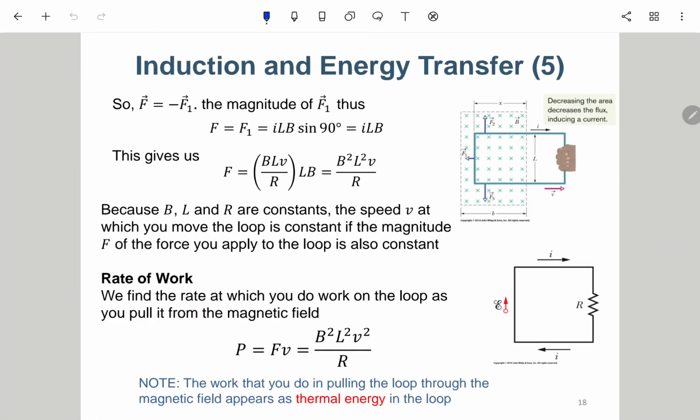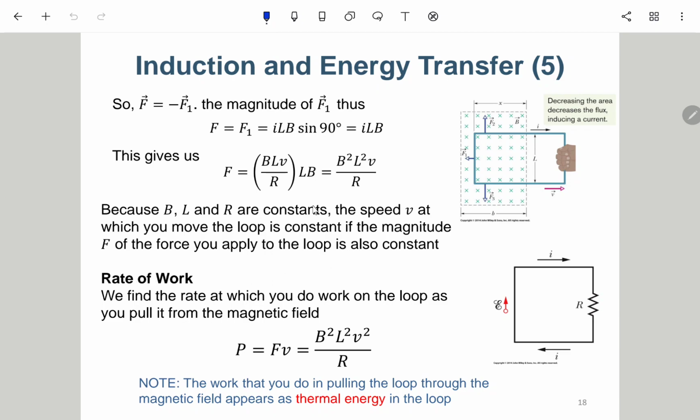Just as I mentioned, F is ILB times sine of 90 degrees, since L and B are perpendicular to each other. So this is nothing but I times L times B. In the previous page we already know that I is BLv over R. So we collect similar terms: we have B squared, L squared, times v over R. This is the force F1 acting on this loop.